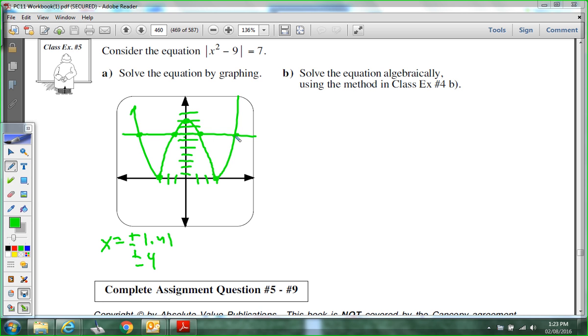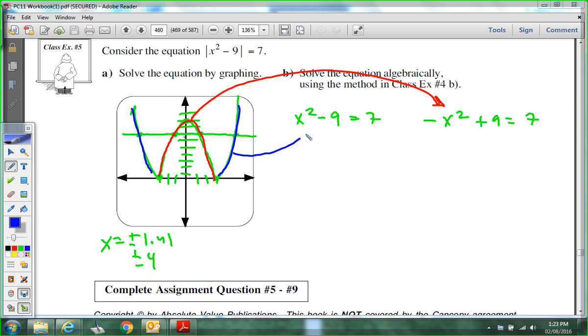Okay, so we're going to solve it algebraically now. So we know we're going to go x squared minus 9 equals 7. And we're going to go the opposite, negative x squared plus 9 equals 7. Okay, so just understand the pieces here. I'm going to do the red as the negative piece. What I want you to understand is that these 2 answers are going to come from doing this one, because it's the opposite. These 2 answers here are the positive piece, so they will come from that piece.